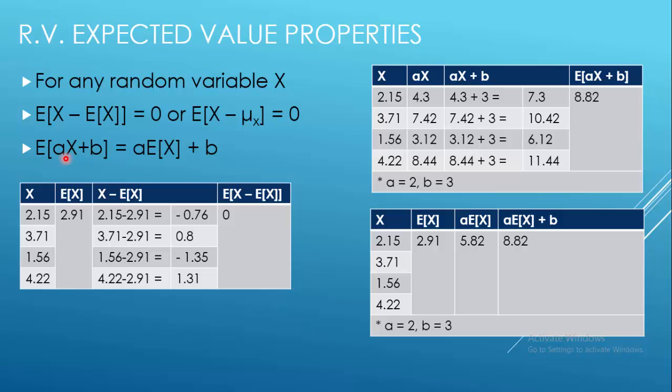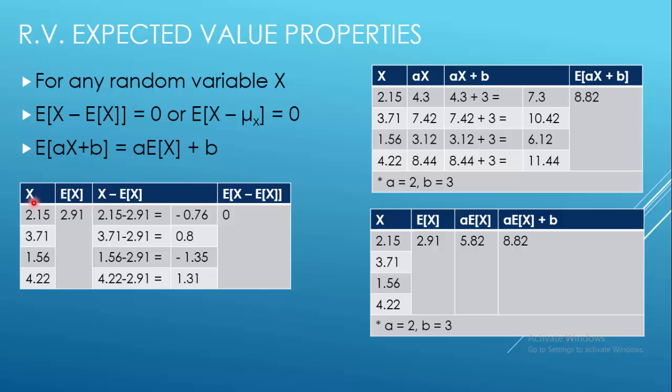The second one is that if you multiply a constant value with random variable x, and then add a constant as well, and then take the expected value, it will be the same as multiplying the expected value by that constant and then adding the constant. So we can see this over here with an example.